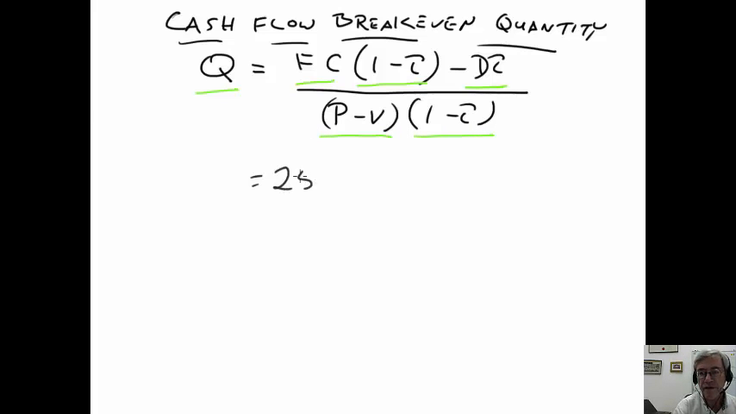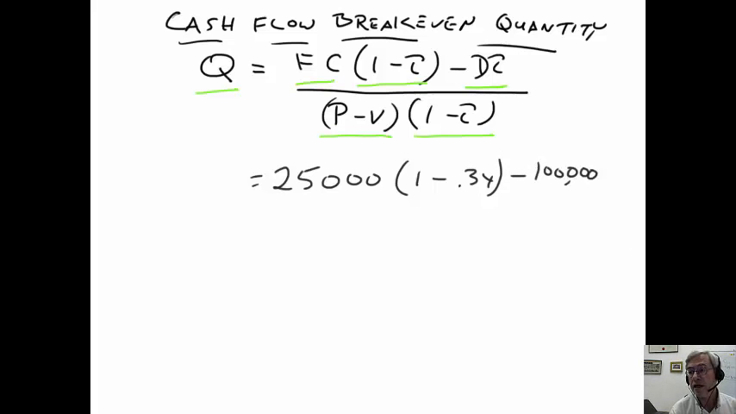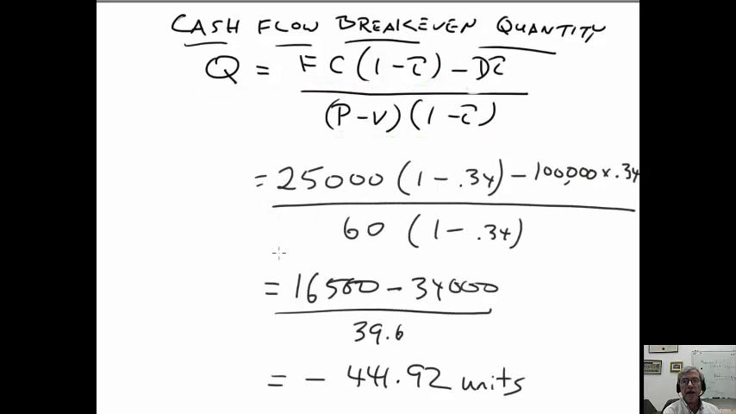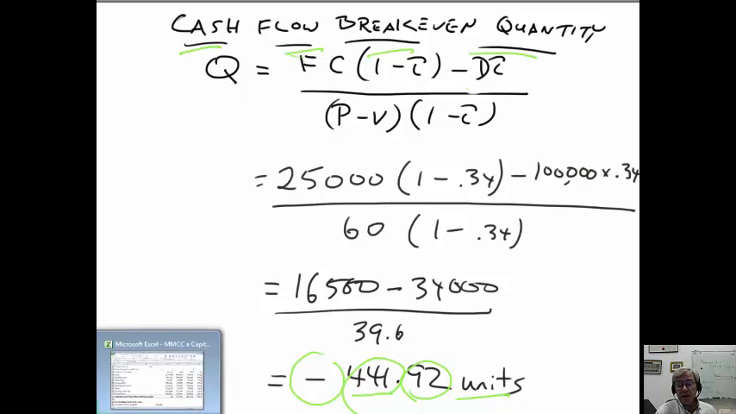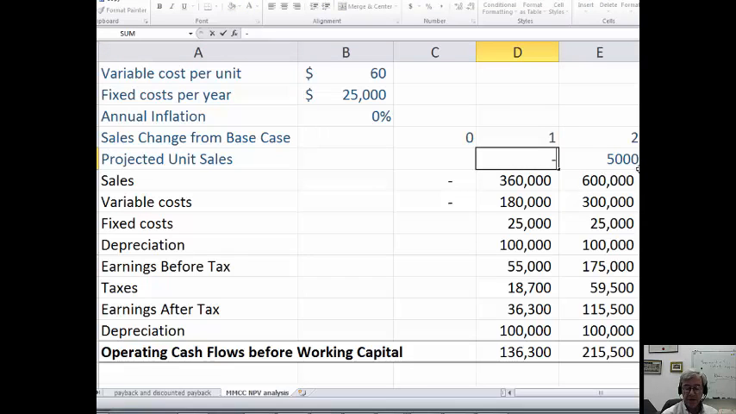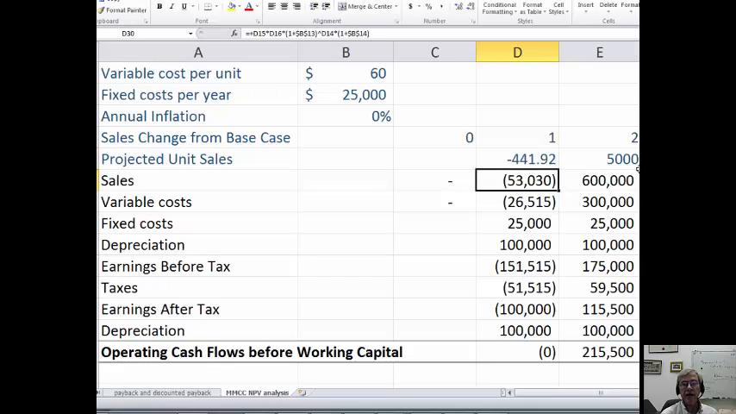Q is equal to 25,000, the fixed costs, times 1 minus 0.34, the tax rate, minus the depreciation tax shield, $100,000, times 0.34, divided by the contribution times 1 minus the tax rate, giving us a final cash flow break-even quantity of minus 441.92 units. I've never seen a negative power mulching tool, but let's plug this into our spreadsheet and see what it tells us. Originally, our projected unit sales was 3,000. We'll change that to negative 441.92, and we find that yes, operating cash flows before working capital have dropped to zero.